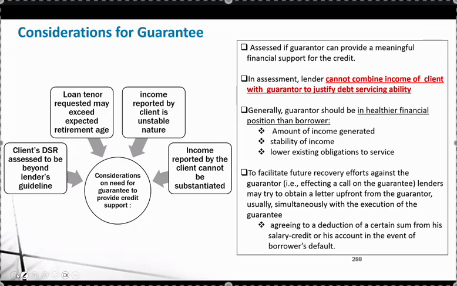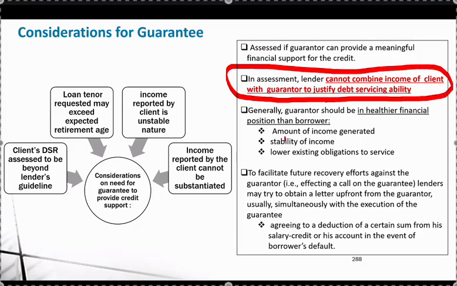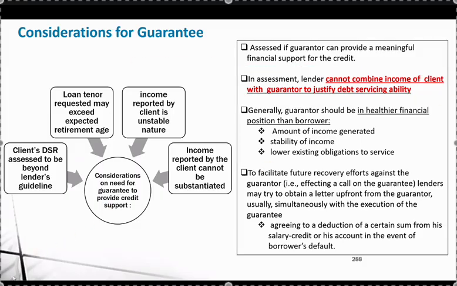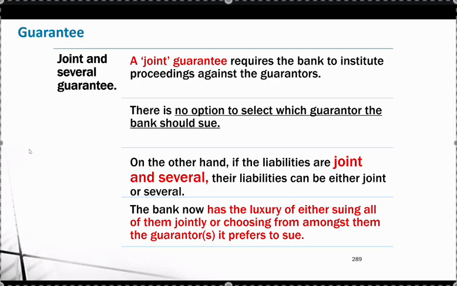This is what are the criteria to take for guarantee. You cannot combine income of client with guarantor to justify debt service. Joint guarantee means you must sue all the guarantors.